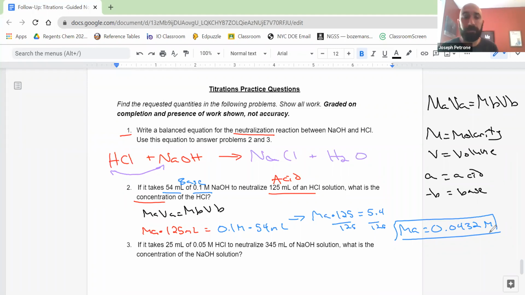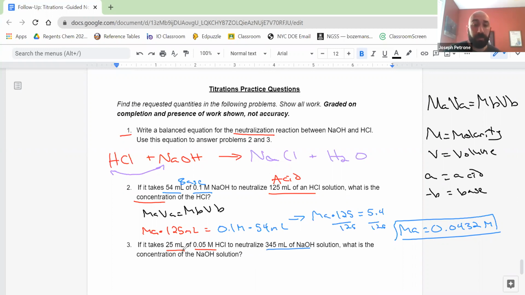You can pause and rewind if you need to take another look at this one. But we'll take a look at number 3 now. Number 3 is a very similar question, just using different numbers. So we're going to use our same formula, MAVA equals MB times VB. Now it says here, if it takes 25 milliliters of 0.05 molar HCl to neutralize 345 milliliters of NaOH, what is the concentration of the NaOH solution?